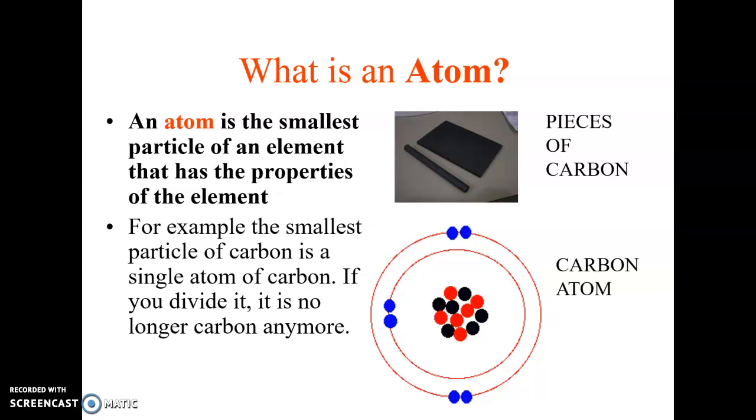So what is an atom? Well, we kind of already have gone over this, but let's make sure that we have it clear in our brains, right? An atom is defined as the smallest particle of an element that has the properties of the element. So if we have a piece of carbon, the smallest piece that is still carbon is a single atom of carbon. If we divided it any further, we wouldn't have carbon anymore. In order to be carbon, it has to have the right combination of parts.